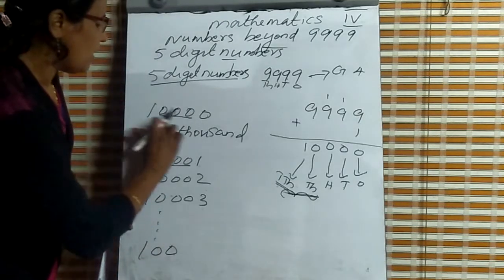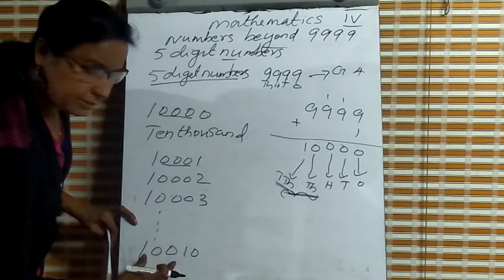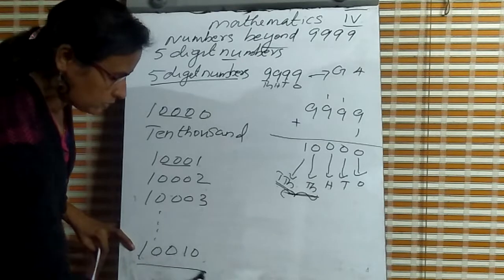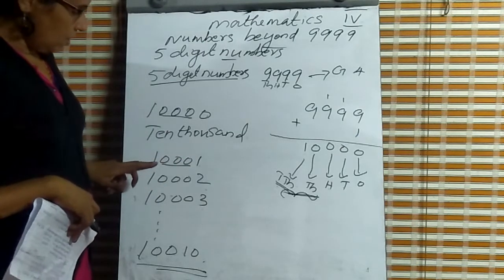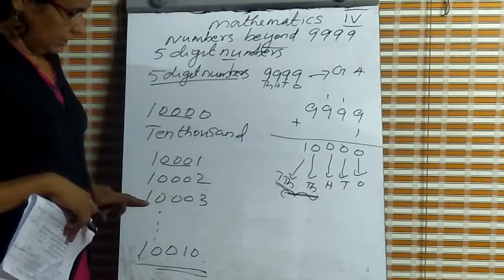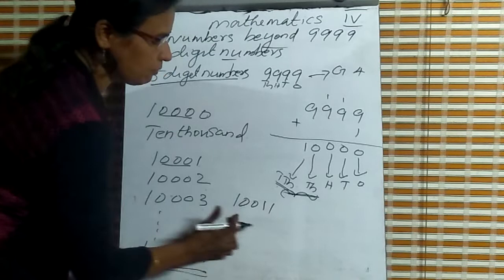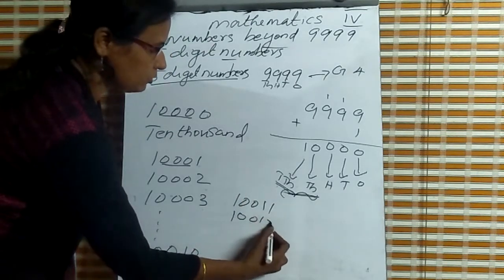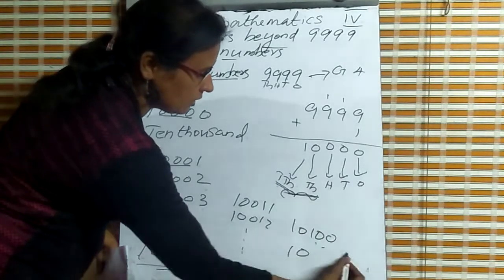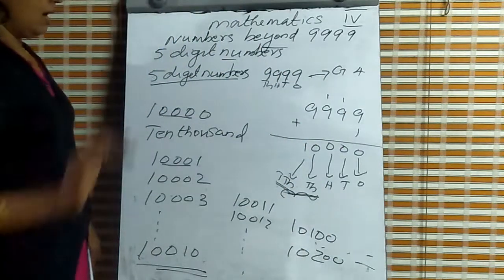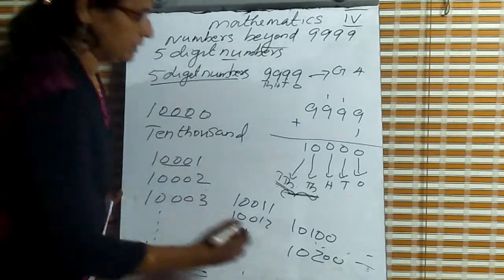Here, we have only 5-digit numbers. First, 10,000. 10,001, 10,002, 10,003, and so on, up to 10,010. Next, 10,011, 10,012, and so on. We can write 10,100, and so on, 10,200, and so on. Going on this way, we will get the largest 5-digit number.